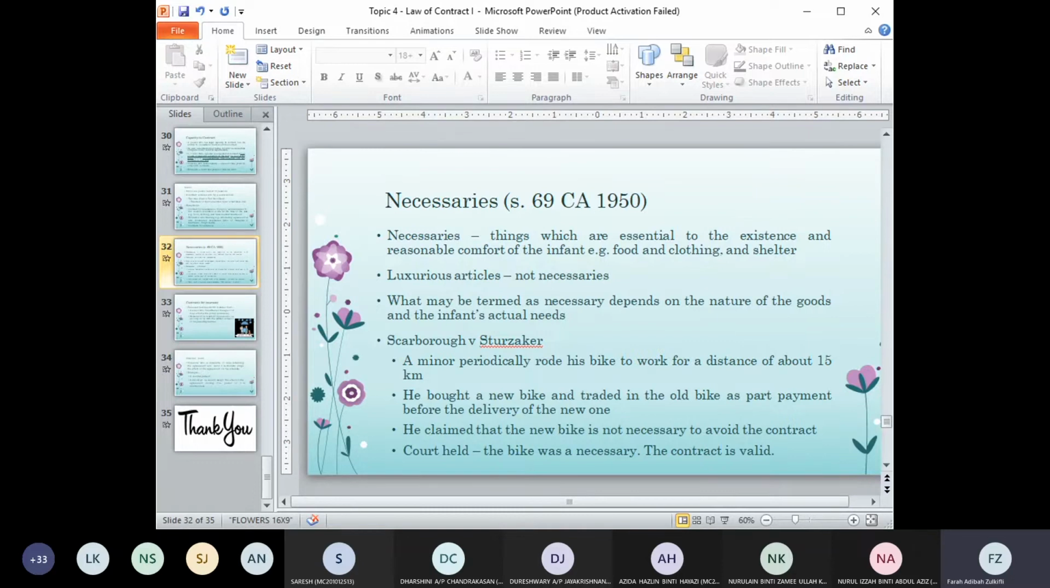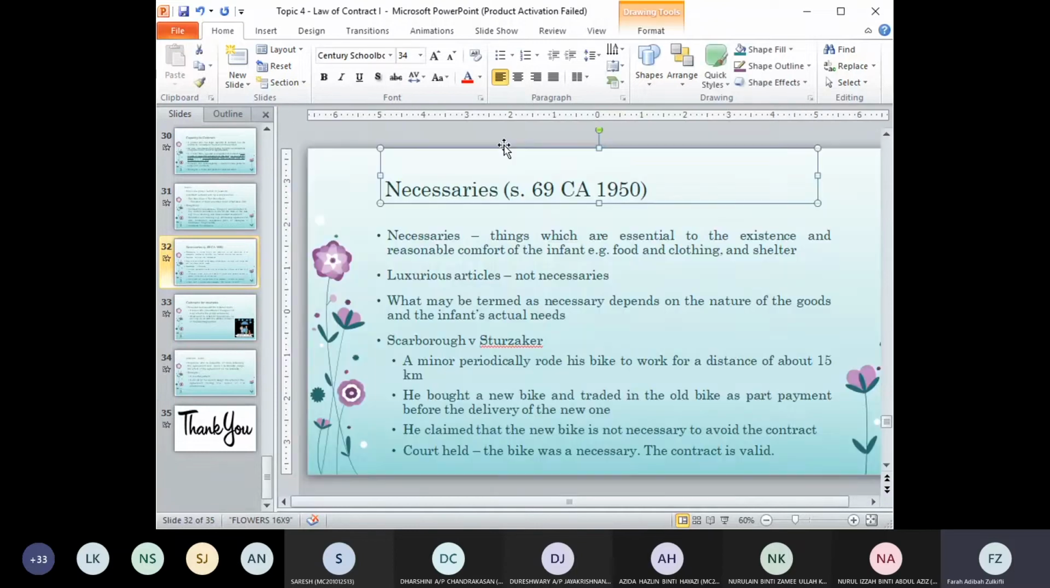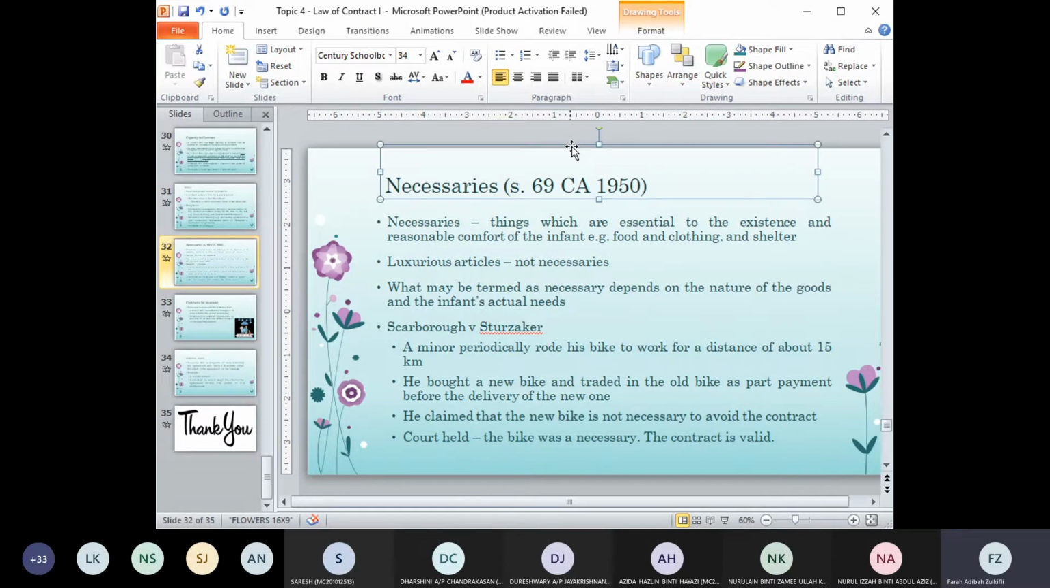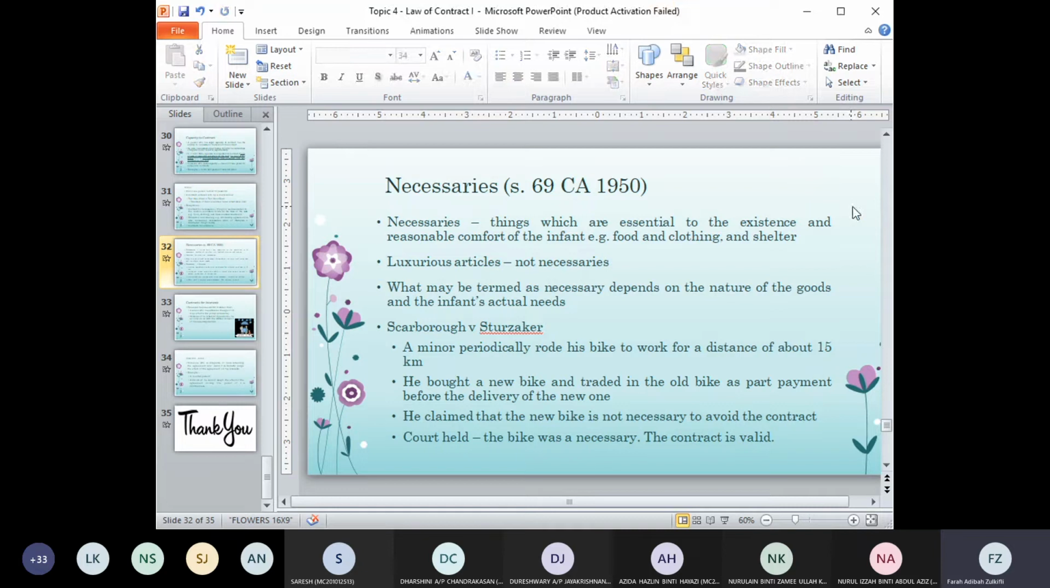So it depends on the situation of life of the child. For example, if a child already has so many clothes, the child cannot say that buying clothes is necessary. But if the child does not have any clothes, or if his clothes all do not fit anymore, then it can be said that buying clothes is a necessary. So it depends on the nature of the goods and what the child actually needs.